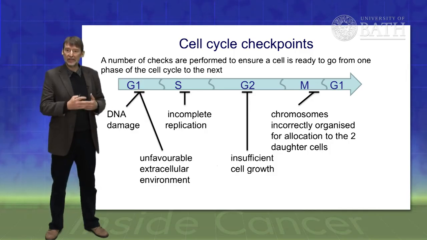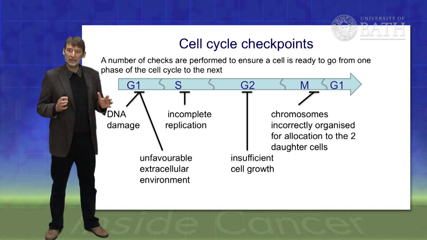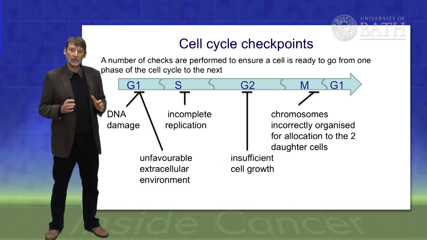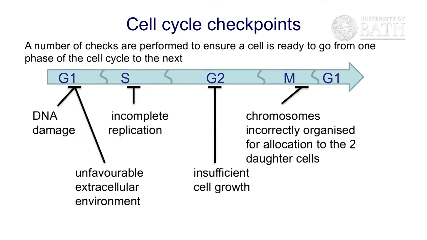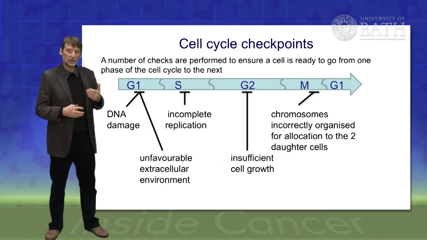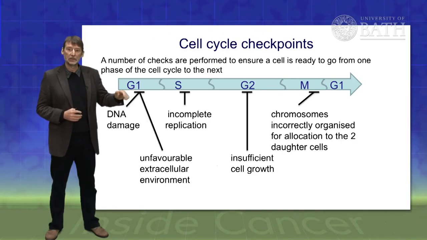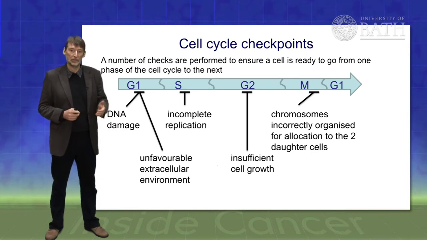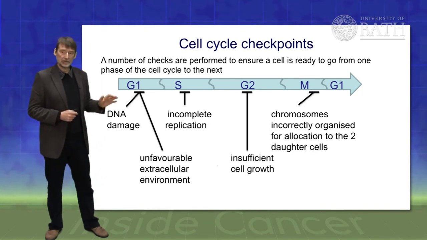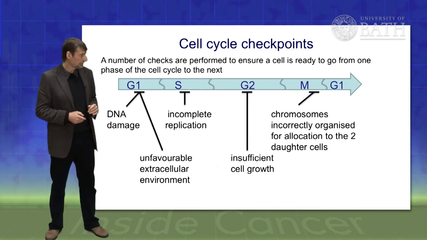During the second gap phase, the cell may need to acquire a minimum size to undergo division. And in M phase, all of the chromosomes have to be correctly aligned so that they can be pulled apart into the two daughter cells correctly. So there are checkpoints at each step which will prevent the cell from proceeding around the cell cycle unless those checkpoints are passed.